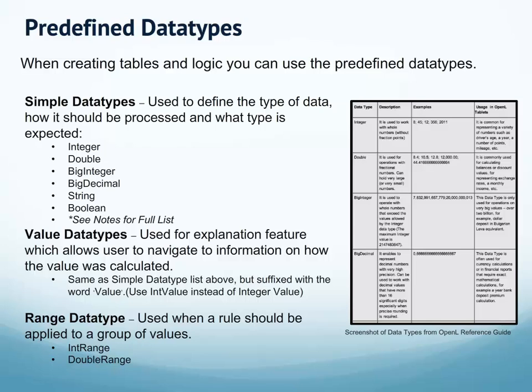And then lastly, we have range data types. And you use those when the data value represents a range or group of values. So we have two that you can use, which are int range, for when you have a range of integers, or double range.